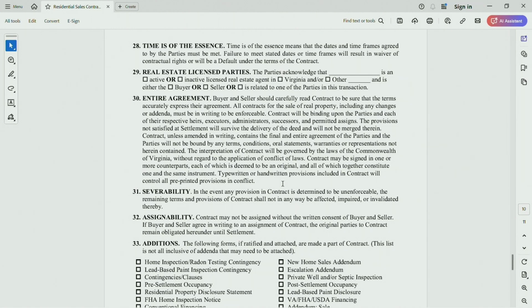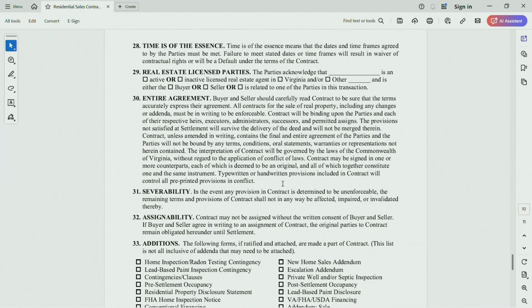Contracts will be binding upon the parties and each of their respective heirs. So if you're in a contract and that buyer or seller potentially passes away during the contract terms, this says that they are responsible for going all the way to settlement, right? Their heirs are responsible for doing that.